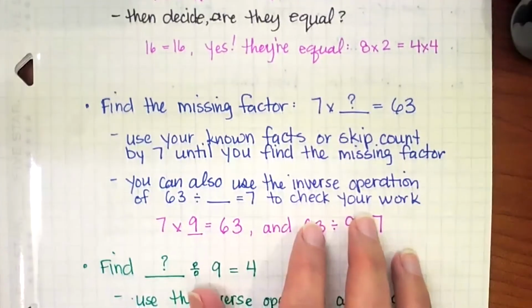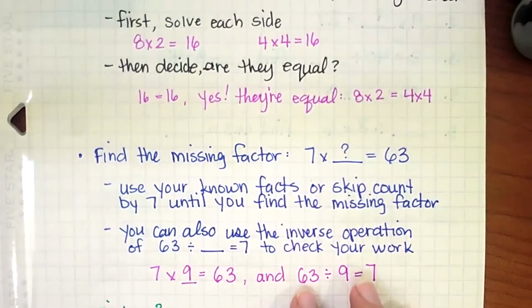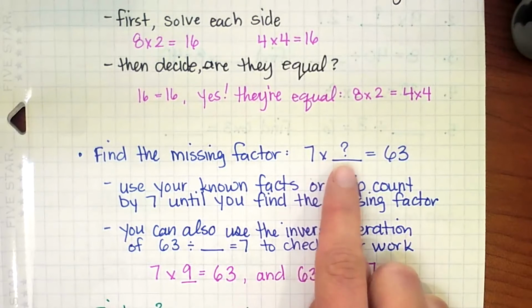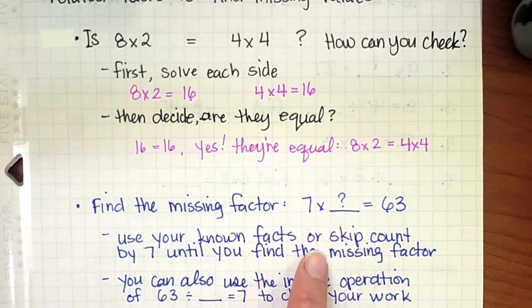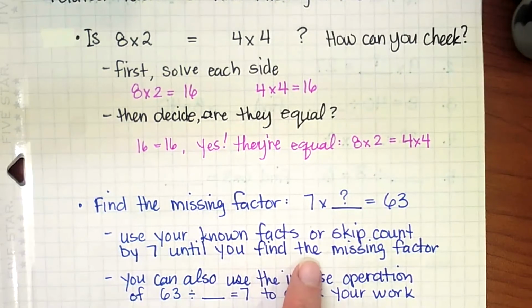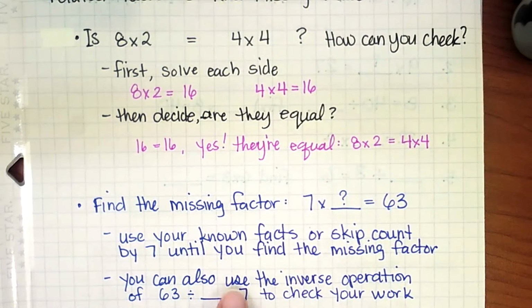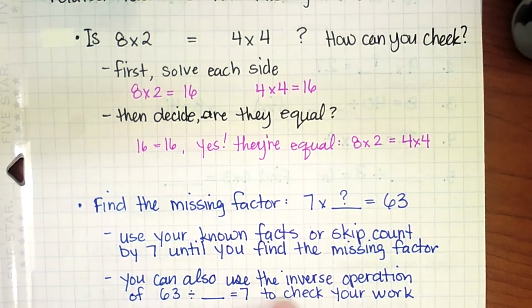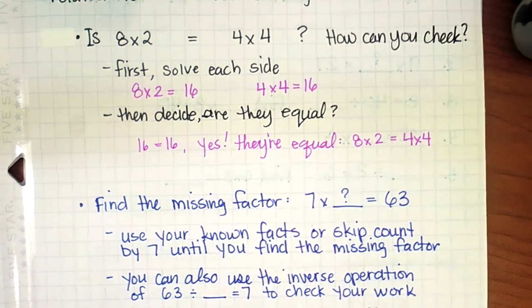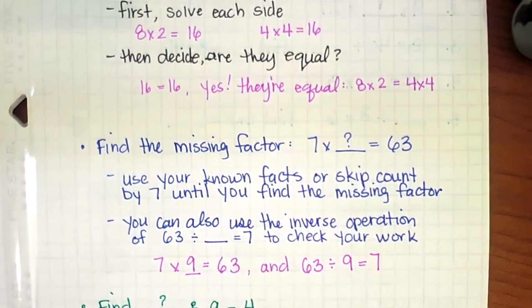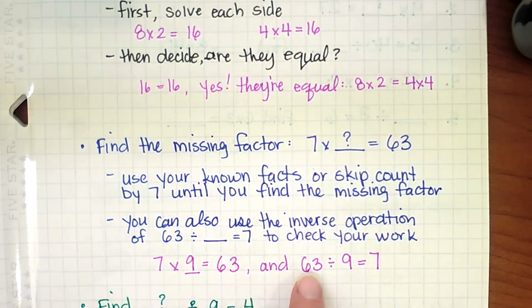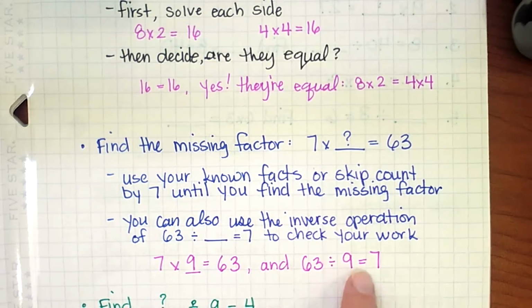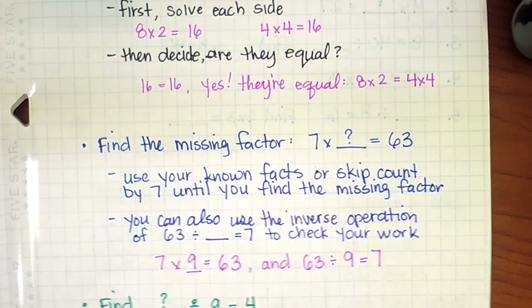Now for this example, I asked you to find the missing factor. 7 times a number is equal to 63. So use your known facts or skip count by 7 until you find the missing number. You can also use the inverse operation of 63 divided by a number is equal to 7 to check your work. Now I know from my math facts that 7 times 9 is equal to 63. So 63 divided by 9 is equal to 7.